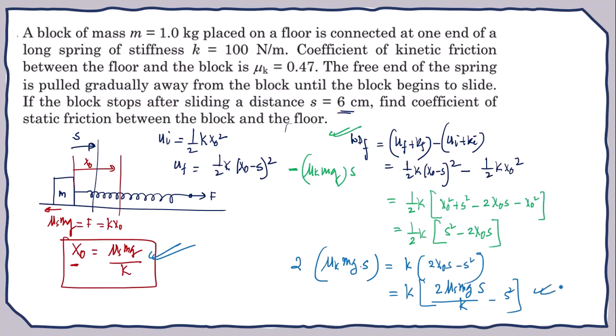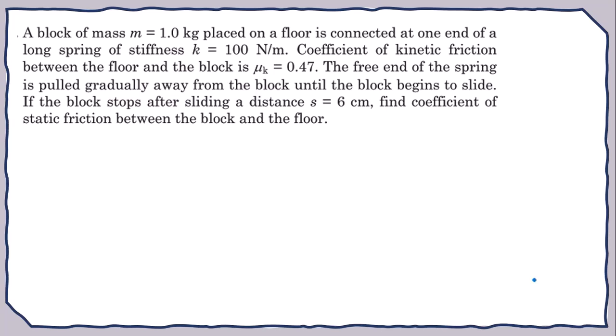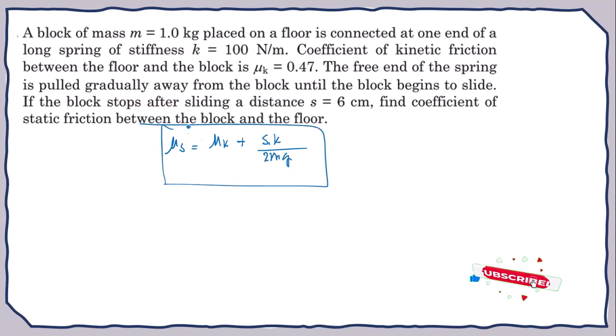Solving this equation for mu s, ultimately mu s equals mu k plus s into k divided by 2 mg. This is the answer I am getting, the coefficient of static friction. In this situation you are asked to calculate the coefficient of static friction between the block and the floor. So mu s is this much. If you put in all the values, you can get the answer.